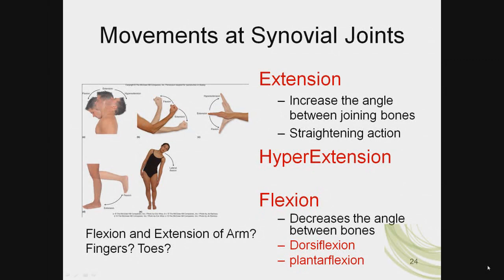Angular motion either increases or decreases the angle between two bones. These movements may occur at many of the synovial joints. They include the following specific types: flexion and extension, hyperextension, lateral flexion, abduction and adduction, and circumduction.